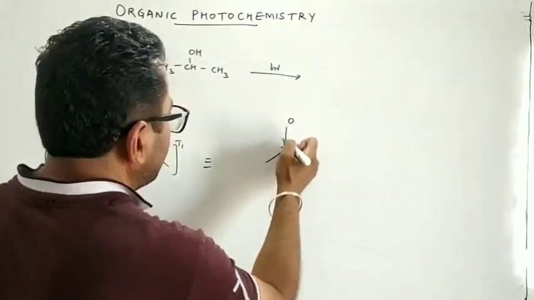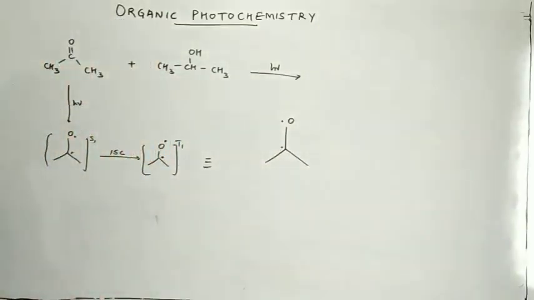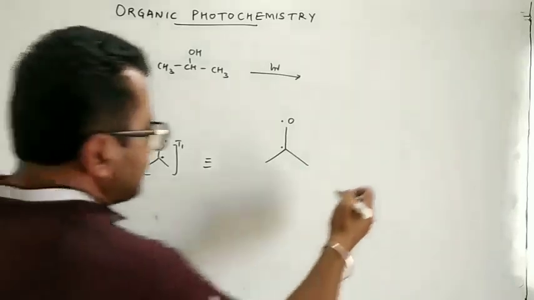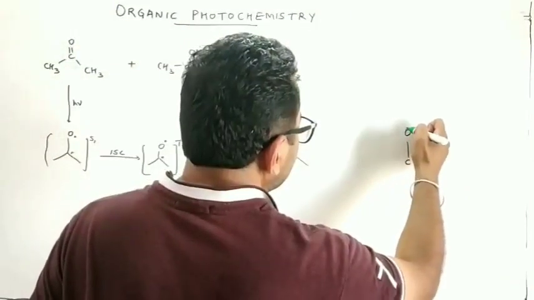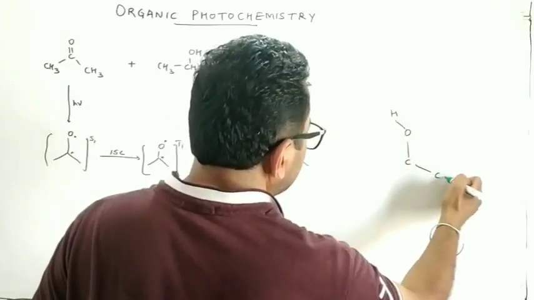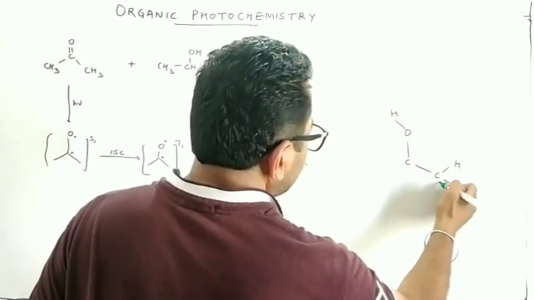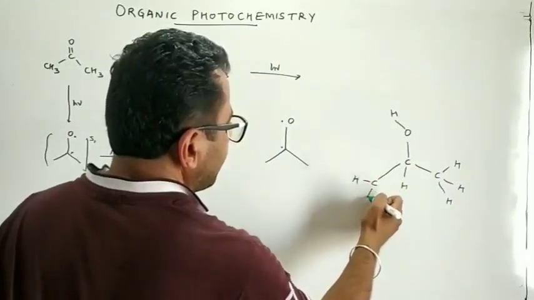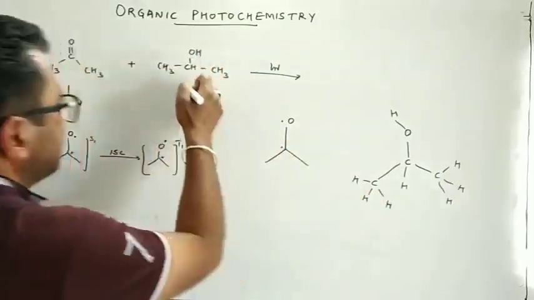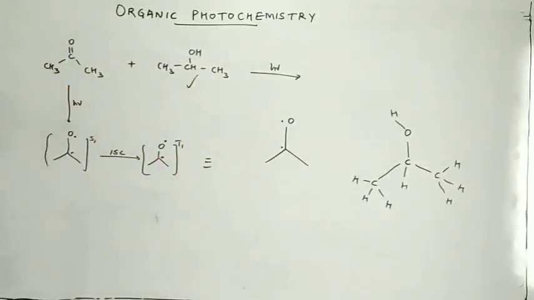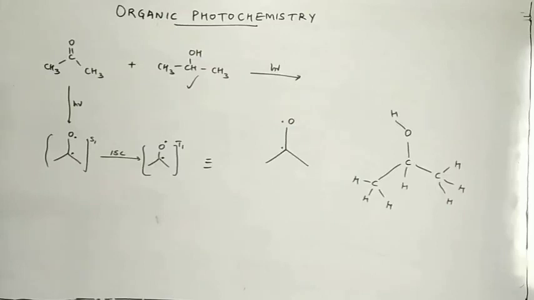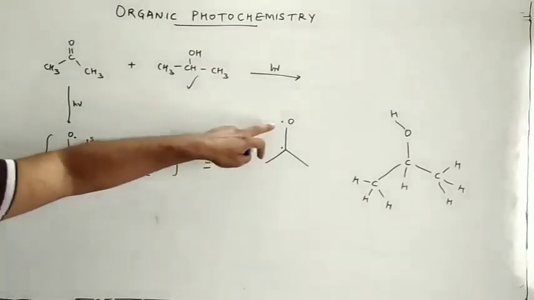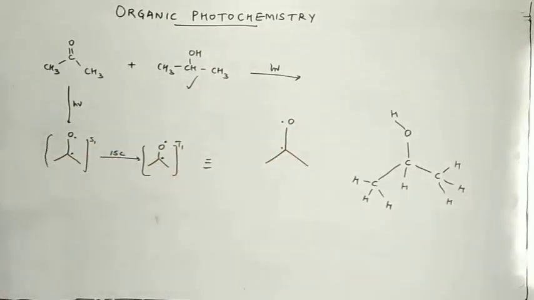We will undergo hydrogen abstraction from isopropyl. Just draw the isopropyl: H, C, H3 and same here. This is your isopropyl alcohol. Now, hydrogen abstraction, intermolecular hydrogen abstraction, this radical O will take out the hydrogen from that.